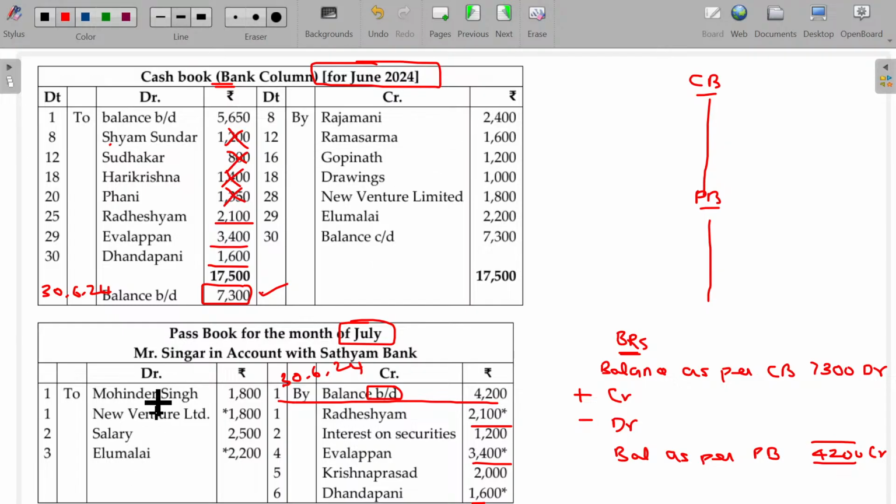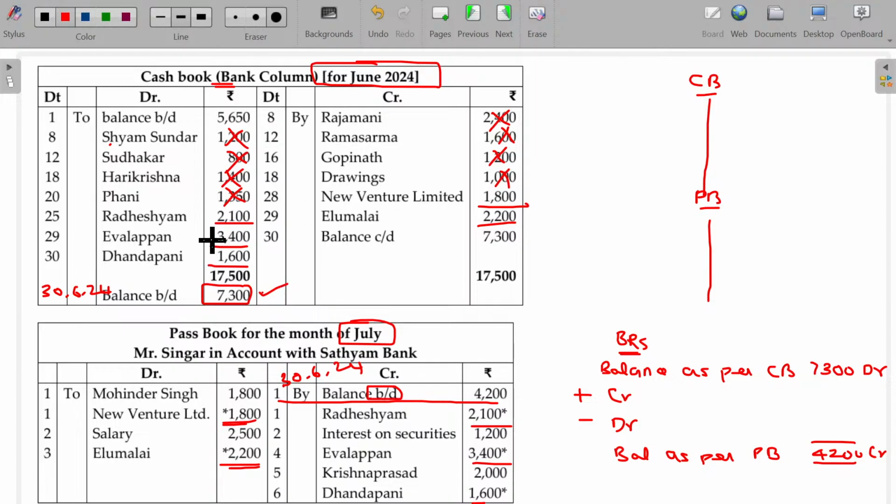Similarly, Raja's money is not parallelly available on the debit side, not a reason for disagreement. Rama Sharma not available here. Okay. Gopinath not available here. Drawings not available here. New Venture Limited, yeah, it's shown here. Maybe a reason for the disagreement. Yelumalai 2200 may be the reason for the disagreement. Hope now you'll be able to understand the reasons for the disagreements first of all.